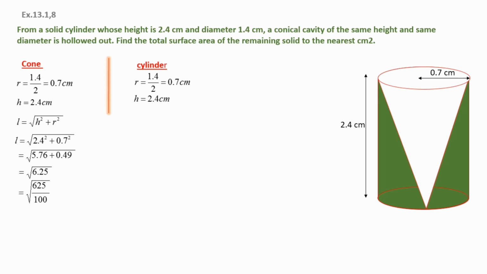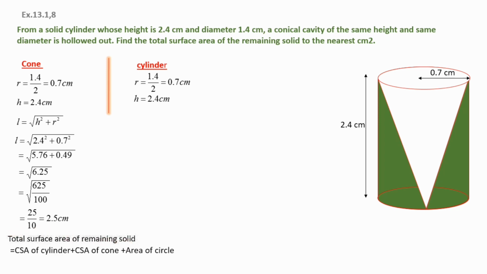So root of this 6.25 we can write as 625 by 100. 625 by 100 is 6.25. So both are perfect squares. Now we can take the square root, that is the square root of 625 is 25, divided by the square root of 100, which is 10. So 25 by 10, that is equal to 2.5 centimeter. Then the total surface area of the remaining solid, that is what we want to calculate. I have already explained that part.